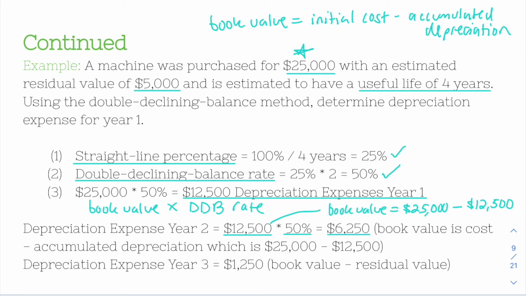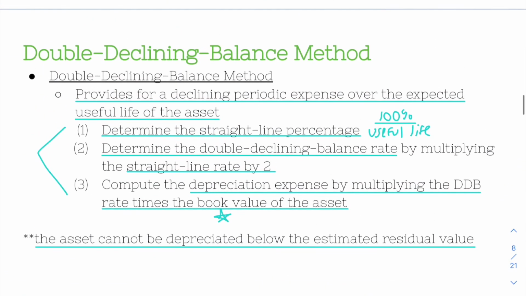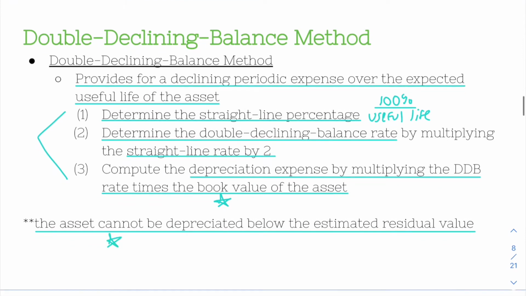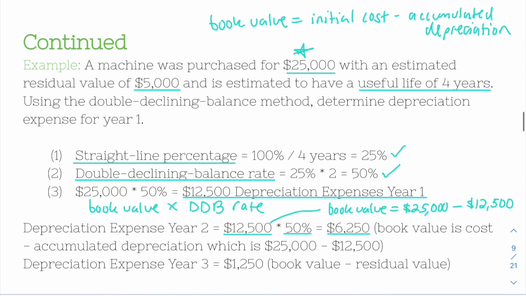And now for year 3, we're going to be considering this, which I told you about above. The asset cannot be depreciated below the estimated residual value. So what do I mean by that? Depreciation expense in year 3. If we went about it the normal way, we would say, okay, what is our book value in year 3? Well, our book value is going to be the original $25,000 minus our depreciation from year 1, which was $12,500, minus our depreciation from year 2, which we just calculated, which was $6,250, equals $6,250 as our book value for year 3.